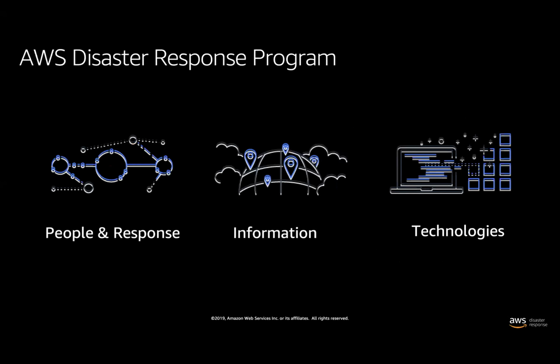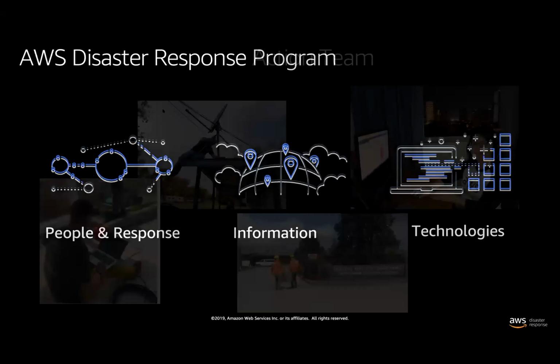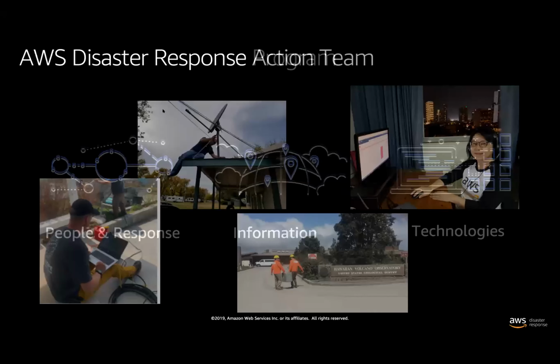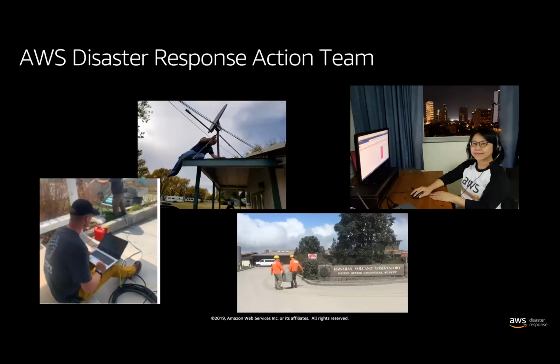The program really revolves around three core components: people, information, and technology. So I'm going to walk through a few ways in which we use those components during emergencies. First, just a very brief note about people. The DR program has a roster of deployable volunteers who are trained and certified through organizations like NetHope internationally. We deploy those experts to really help augment existing response efforts.